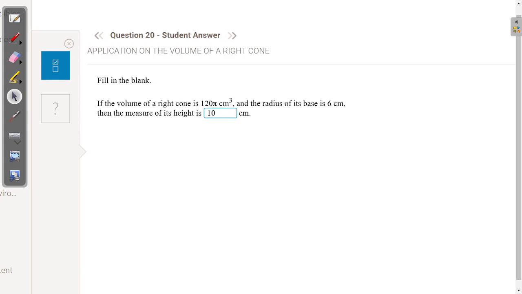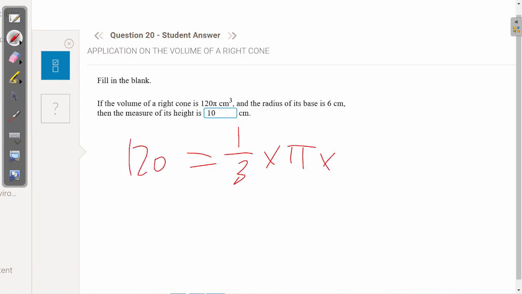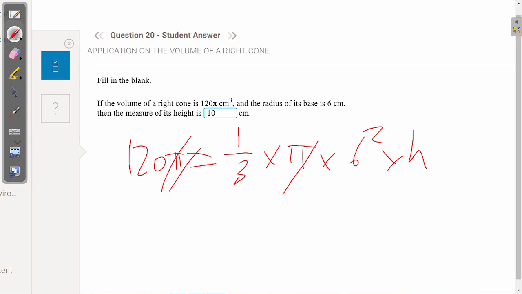The volume of a right cone is 120 pi. The radius of its base is 6. Then the measure of its height is what? So the volume is pi r squared times the height times 1 over 3. So it will be 1 over 3 times pi times 6 squared times the height, and this is equal to 120 pi. Pi cancels, then you get 360 equals 36 height, so we'll get that the height is 10.